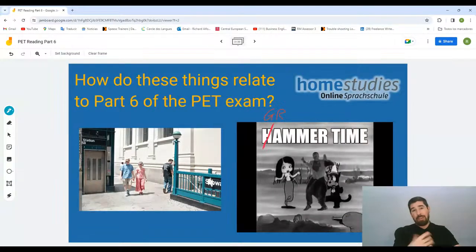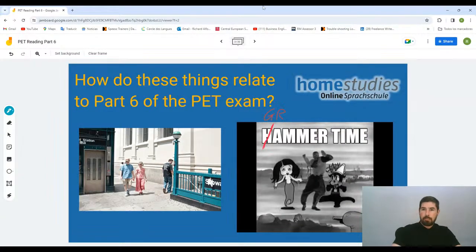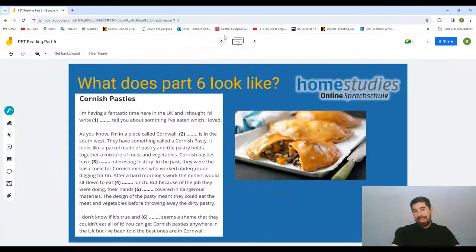All right. Now, how do they relate to part 6? Well, as with many of the questions, the key in deciding what is going to go in the gap is about looking at the before and the after to help you understand, to help you get a global picture. And I've said grammar time because this is all about your knowledge of grammar.